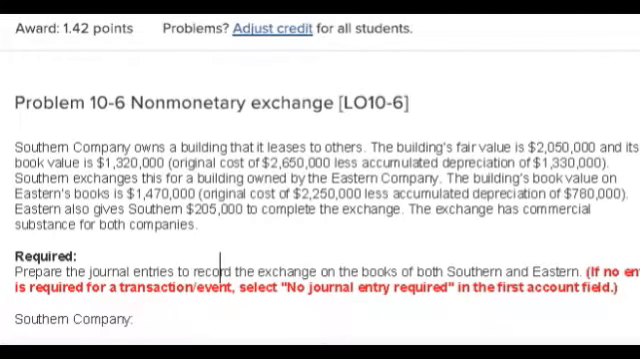Hi, I got a question from one of the students about homework assignment problem 10-6 regarding non-monetary exchange. So I will try to explain this problem here, and hopefully you could use this information when you do your homework. This particular assignment, or actually all our assignments, is algorithmic, meaning you have the same type of question on your homework assignment, but we all have different sets of numbers.